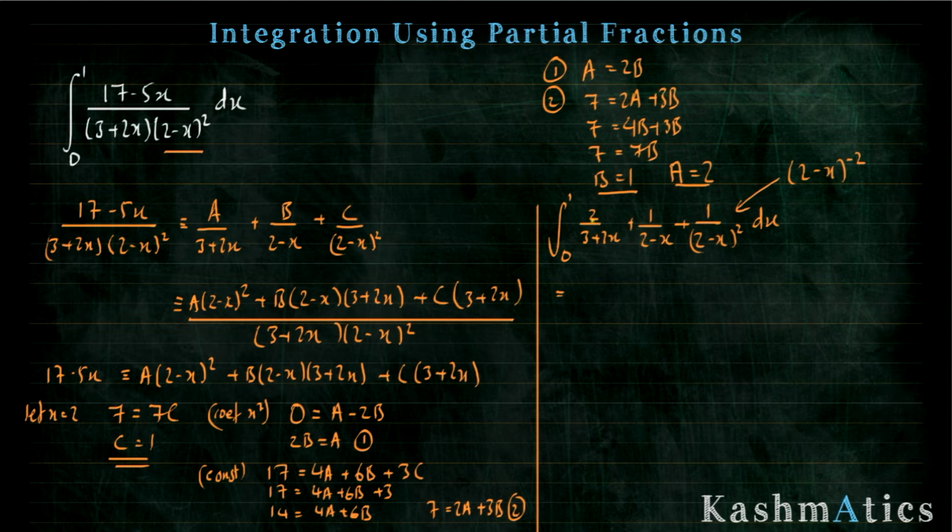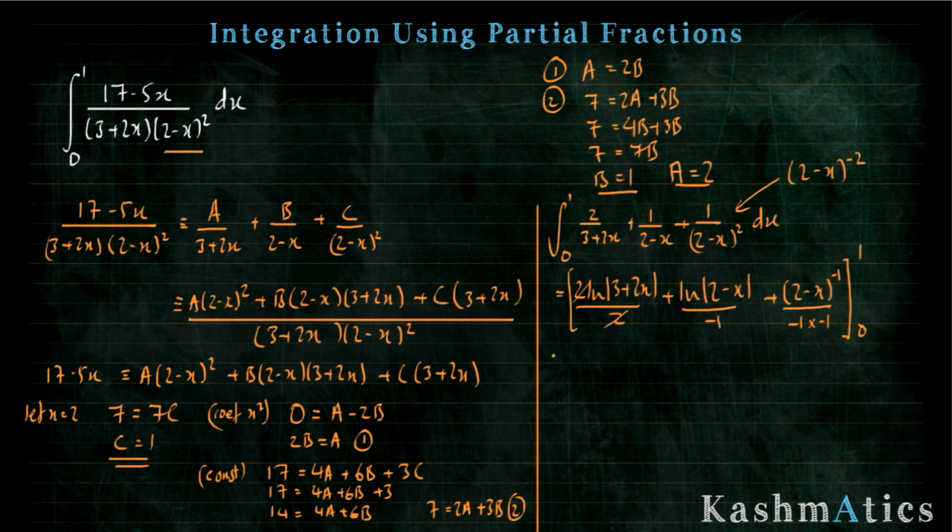So what I end up with is 2 ln 3 plus 2x divided by 2, so those 2's cancel each other out, plus the ln of 2 minus x divided by minus 1, plus 2 minus x to the power minus 1 divided by minus 1, that's the new power, but I've also got to divide by the coefficient of x, so that's another minus 1. Okay, remember these are between the limits 1 and 0.